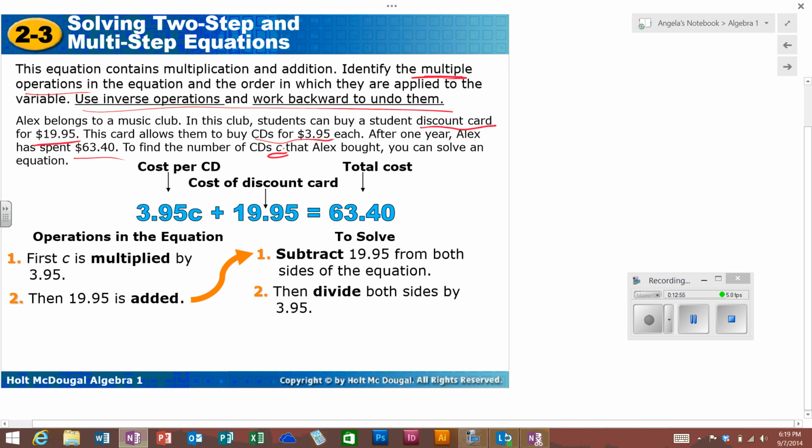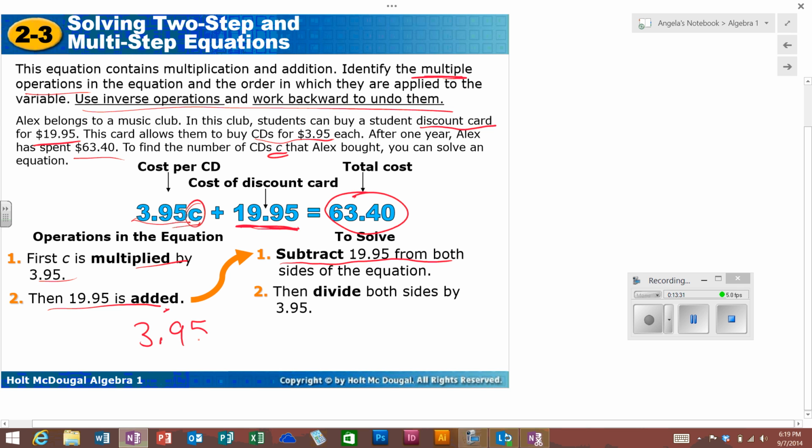So they already came up with an equation for us, okay? They tell us that his total money spent is equal to whatever the discount card costs plus the price of a CD times the number of CDs you buy. So we need to do the inverse operations backwards. So let's look. Well, first C is multiplied by 3.95 and then added to 19.95. So to do it backwards, we would subtract 19.95 and then divide by 3.95.